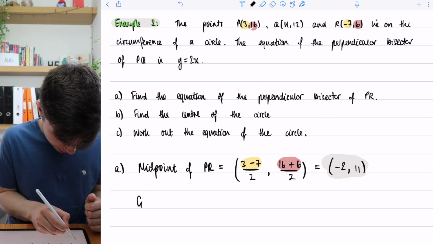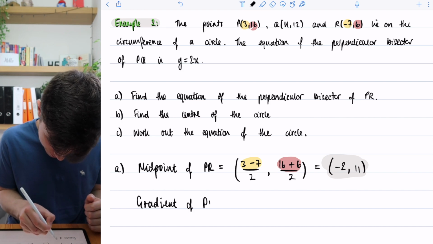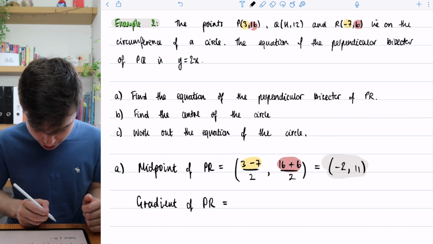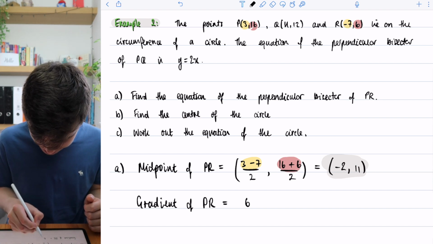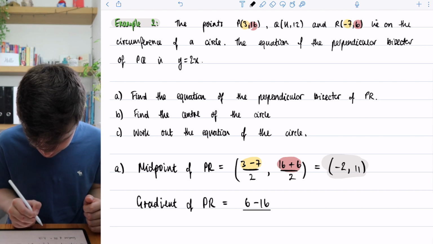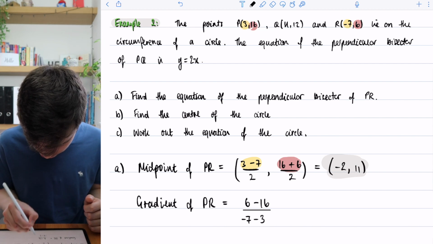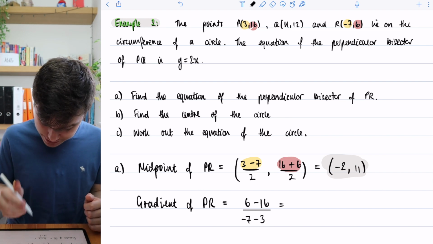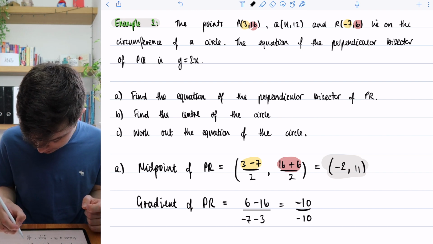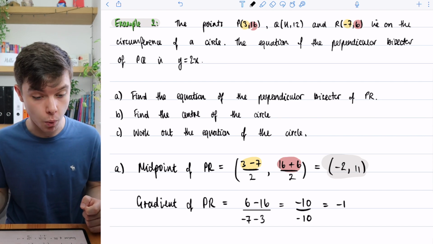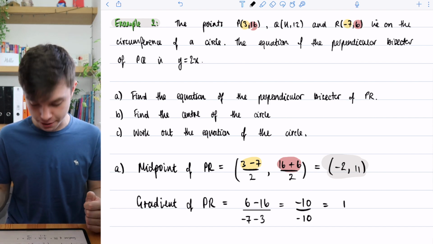So let's work out the gradient of PR. I will do the change in y, taking P away from R. So the change in y is going to be 6 minus 16, and the change in x is going to be minus 7 minus 3. 6 minus 16 is minus 10, and minus 7 minus 3 is minus 10, so that is minus 10 over minus 10, which is 1. The negatives cancel out.